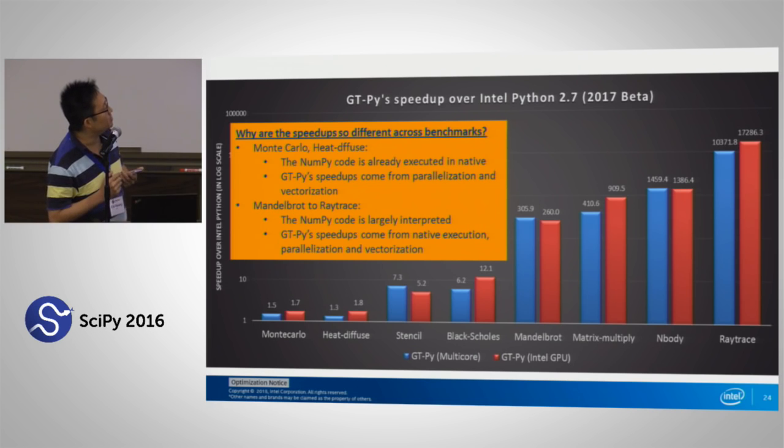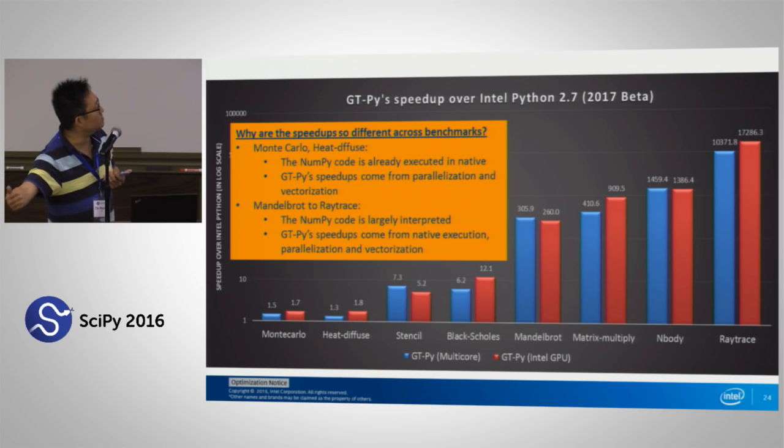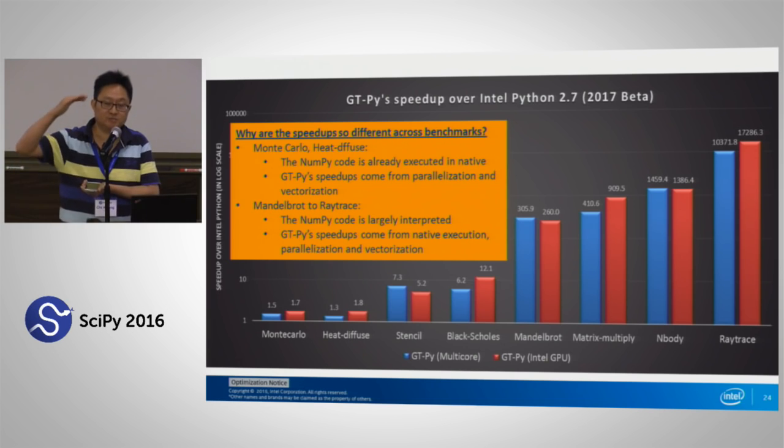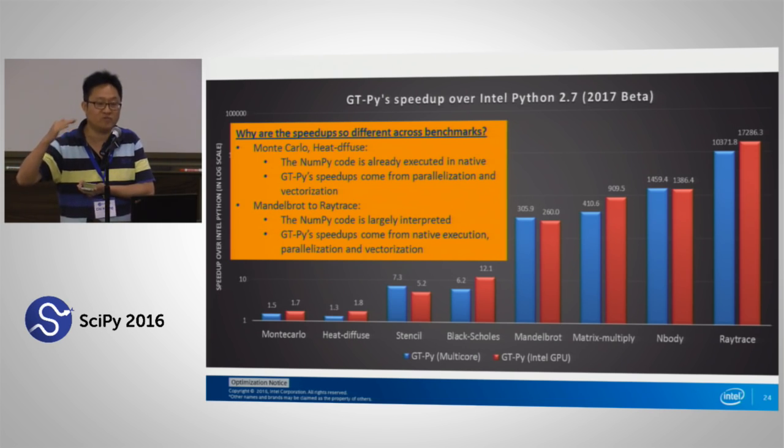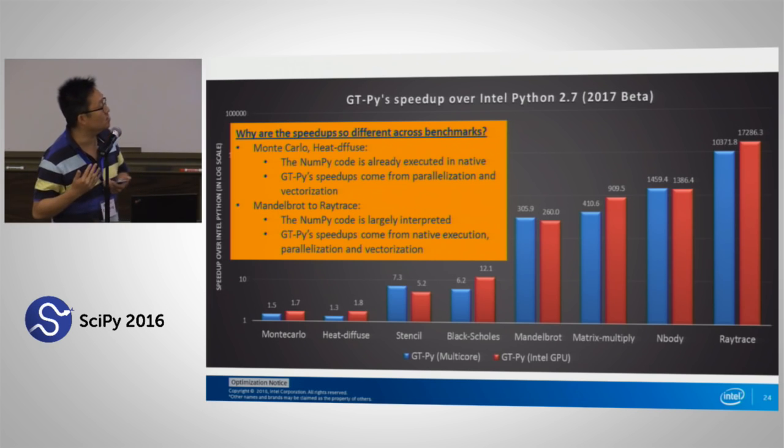For something like Monte Carlo and heat diffusion, remember that the NumPy code is already mostly executed in native code. So the speedup that GTPy can provide is mainly from parallelization and vectorization. But on the right-hand side, the other extreme, from Mandelbrot to ray trace, the NumPy code itself is still largely interpreted, because the expressions are so complicated that there's no way for NumPy to execute all of them in native C. So for the right-hand side, we are getting the speedup from three sources: native execution, parallelization, and vectorization.